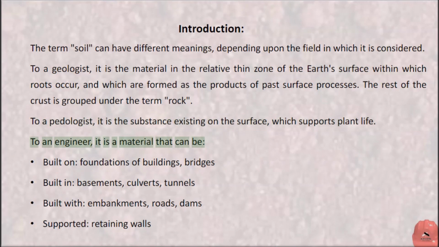To an engineer, it is a material that can be built on: foundations of buildings, bridges; built in: basements, culverts, tunnels; built with: embankments, roads, dams; and supported: retaining walls.